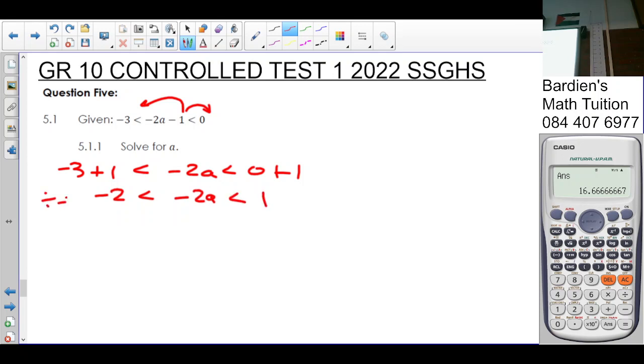So if I divide throughout by negative 2, the inequality swaps around. So a has to be greater than negative half but less than 1.